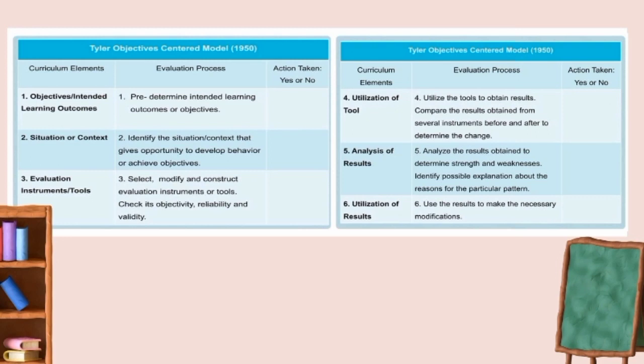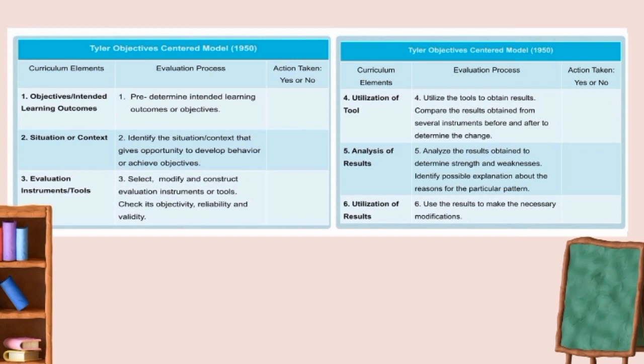Fifth is analysis of results. Analyze the results obtained to determine strengths and weaknesses. Identify possible explanation about the reasons for the particular pattern. My answer for this is yes, because analysis of results should be objective and grounded in the data collected. It is essential to involve relevant stakeholders such as teachers, administrators, and curriculum developers in the analysis process to ensure a comprehensive understanding of the findings and to facilitate buy-in for any recommended changes.